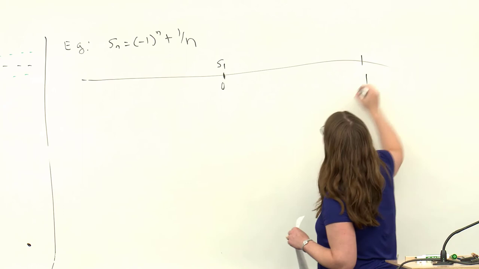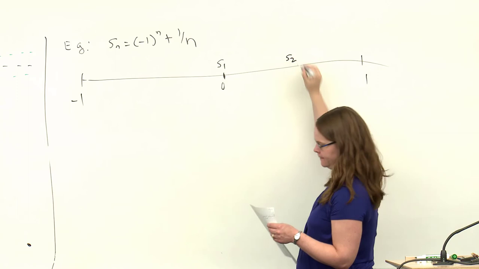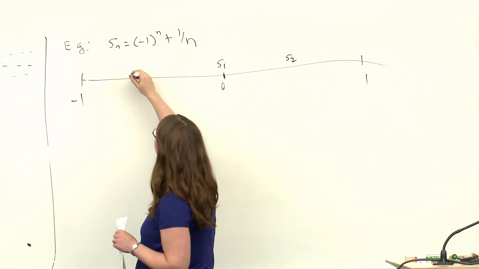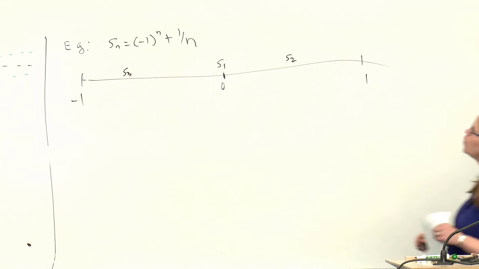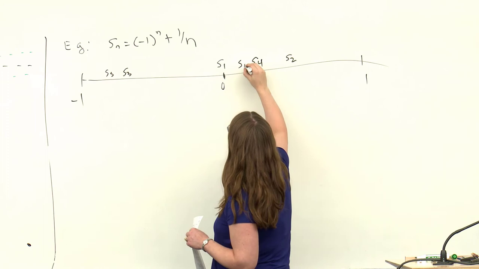Then I plug in n equals 2, and I get 1 plus a half. So S2 is going to go here. S3, I'm going to get minus 1 plus a third, so minus 2 thirds. So S3 goes here. S4 is 1 plus a quarter, so S4 goes here. S5, minus 1 plus a fifth, that's minus 4 fifths, so S5 goes here. S6 is going to go here, S7 is going to go here, and so on.